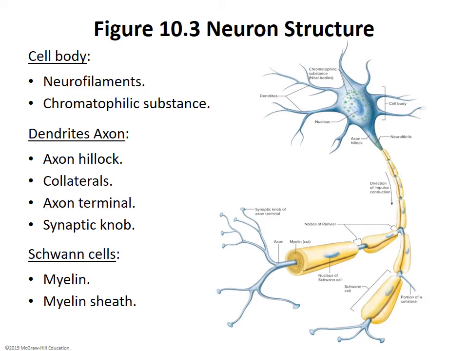So this picture should look familiar. This should be similar to the one you see in lab. This is the one in the textbook. This is a picture of a neuron, a general idea of a neuron. So like we said, neurons have a couple of special things.